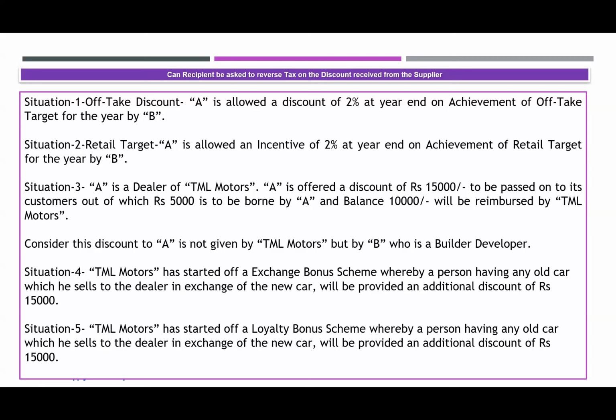But if we change the scenario, now there are three parties: A, who is a distributor; TML Motors, who is the original equipment manufacturer; and B, who is a builder developer. The builder developer says that whoever purchases a flat from me can go to A, and A would be offering a 15,000 discount to you. And the builder developer says to A that whatever discount you would be offering to my customer, I would be reimbursing to you. Now this 15,000 becomes a part of the consideration for A because it is being paid by any other person, since B is a builder developer. Therefore, 15,000 would be treated as a consideration for A.